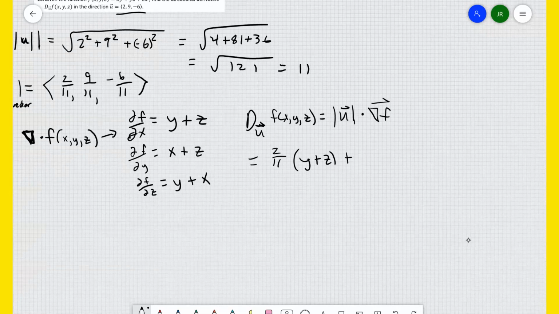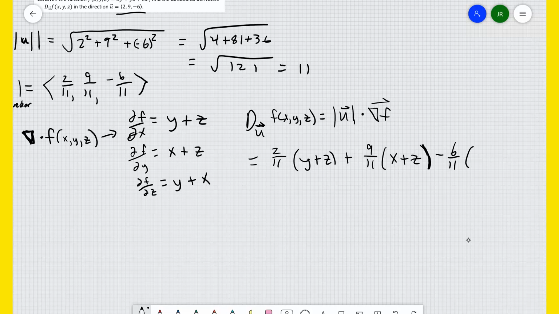Alright, plus the 9/11 times, that's the y component of the unit vector, times the df dy, so times x plus z, minus 6/11 times, that's the z component of the unit vector, times the df dz, which is y plus x. And that's pretty much it, but I might be able to combine it some and maybe simplify a little bit.